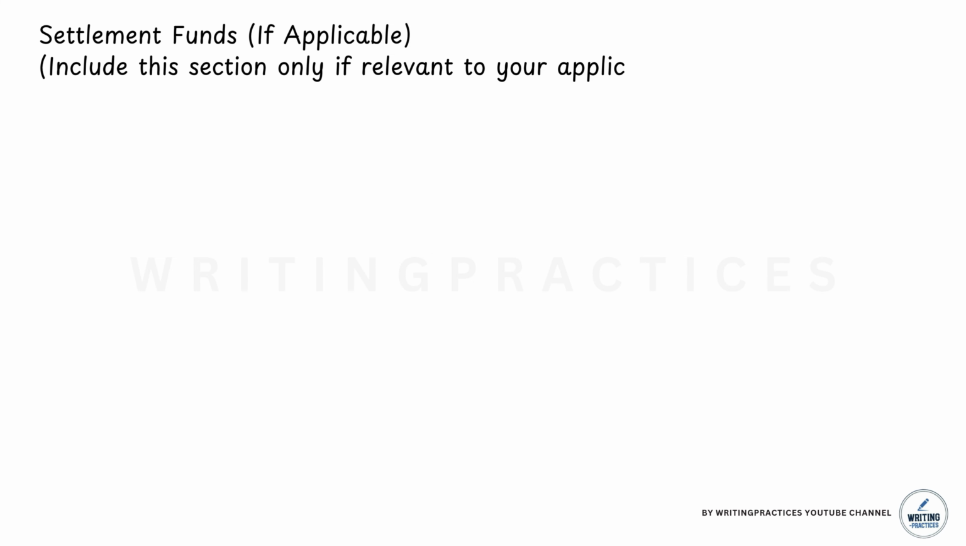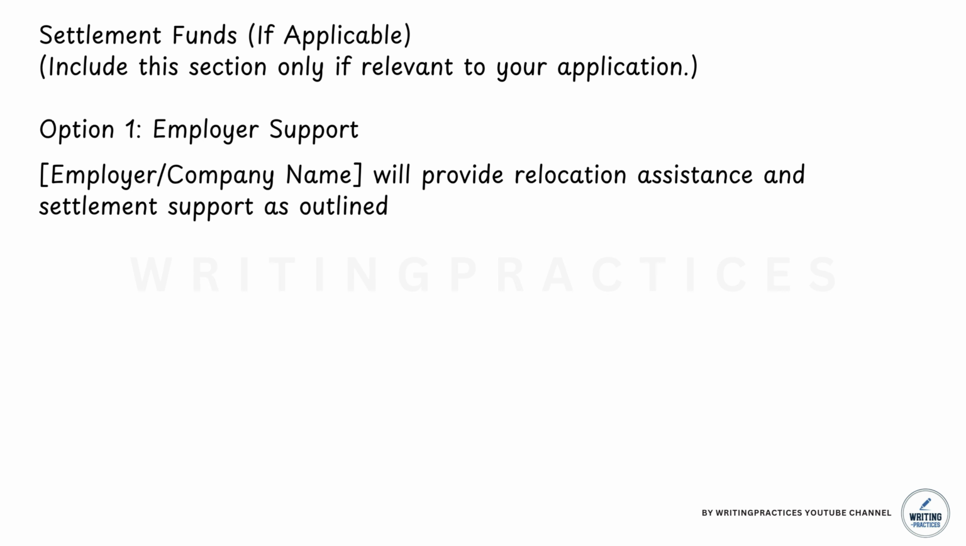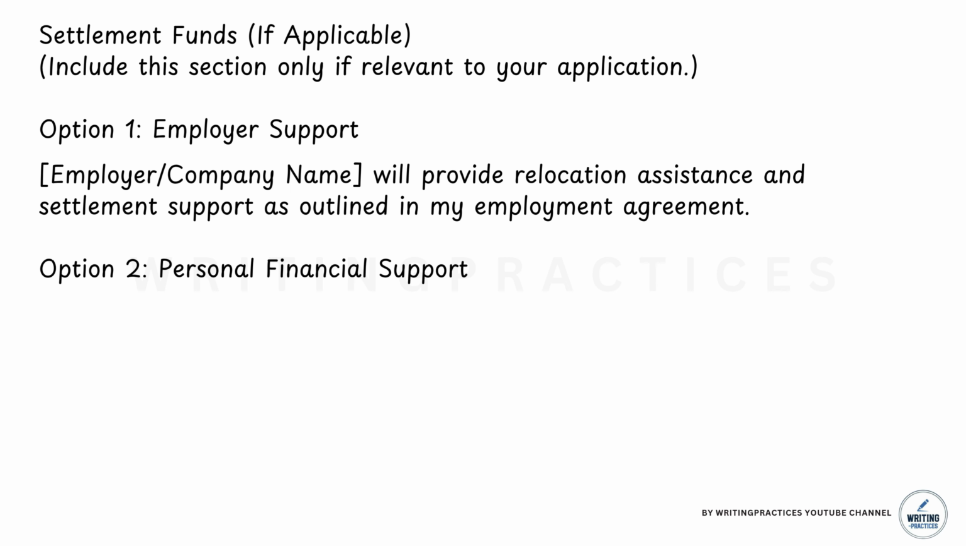Paragraph 7. Settlement funds. Include this section only if relevant. If employer support, write, Northern Tech Solutions will provide relocation assistance and settlement support as outlined in my employment agreement. This confirms employer assistance. Attach supporting proof.